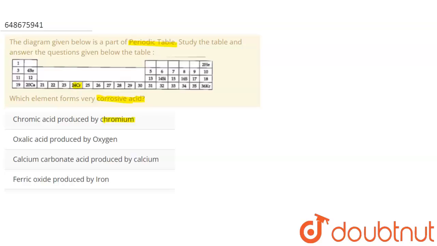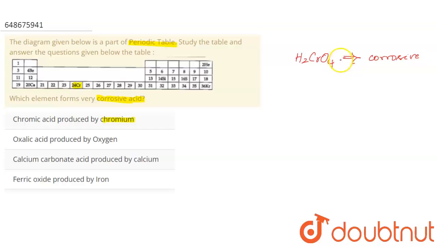So what is the formula for chromic acid? Chromic acid is having the formula H2CrO4. And this chromic acid is a highly corrosive acid. It is very corrosive. So if few drops of this corrosive acid come in contact with eyes or with the skin, it will cause severe damage. It will destroy the skin very much.